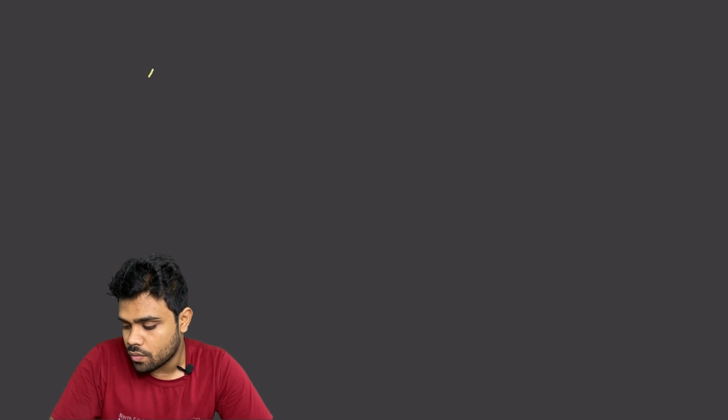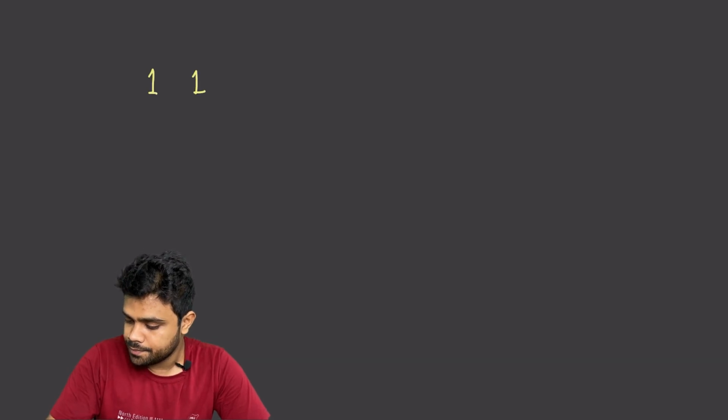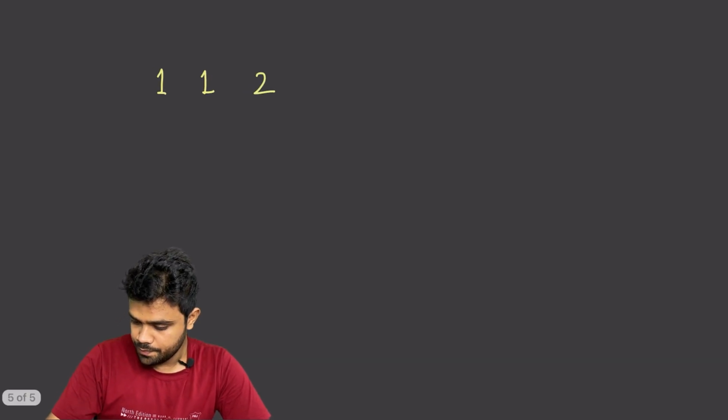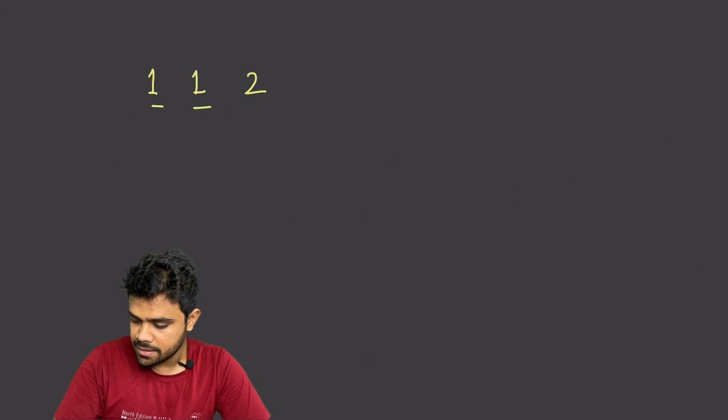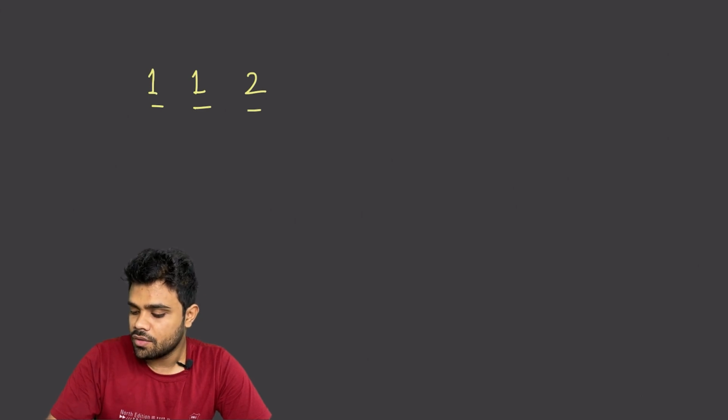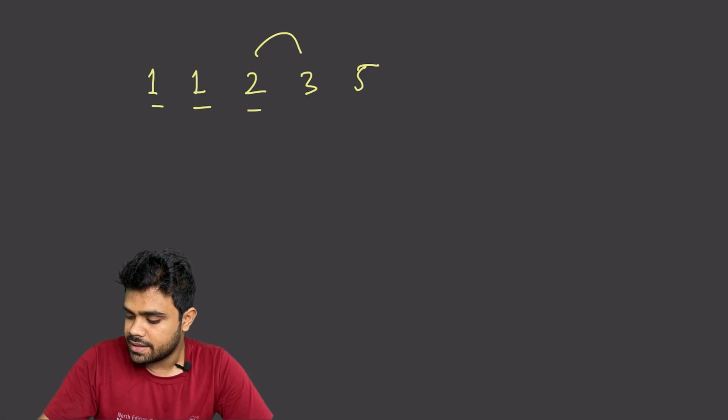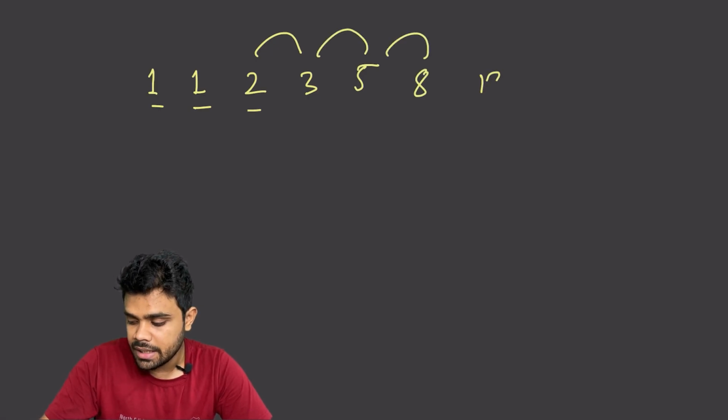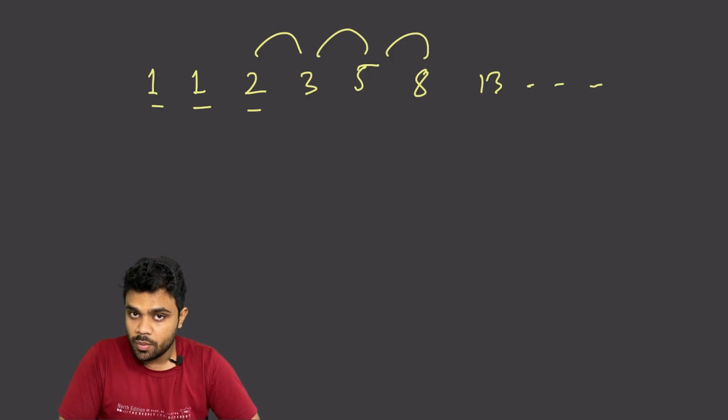So here we want to find the nth term of the Fibonacci series. You know what the Fibonacci series is. It starts from 1, then 1, then 2, first term, second term, third term, fourth term is 3, fifth term is the summation of these two, 5, then the summation of these two, 8, then the summation of these two, 13, and so on. This is the Fibonacci series. You must have learned about it.